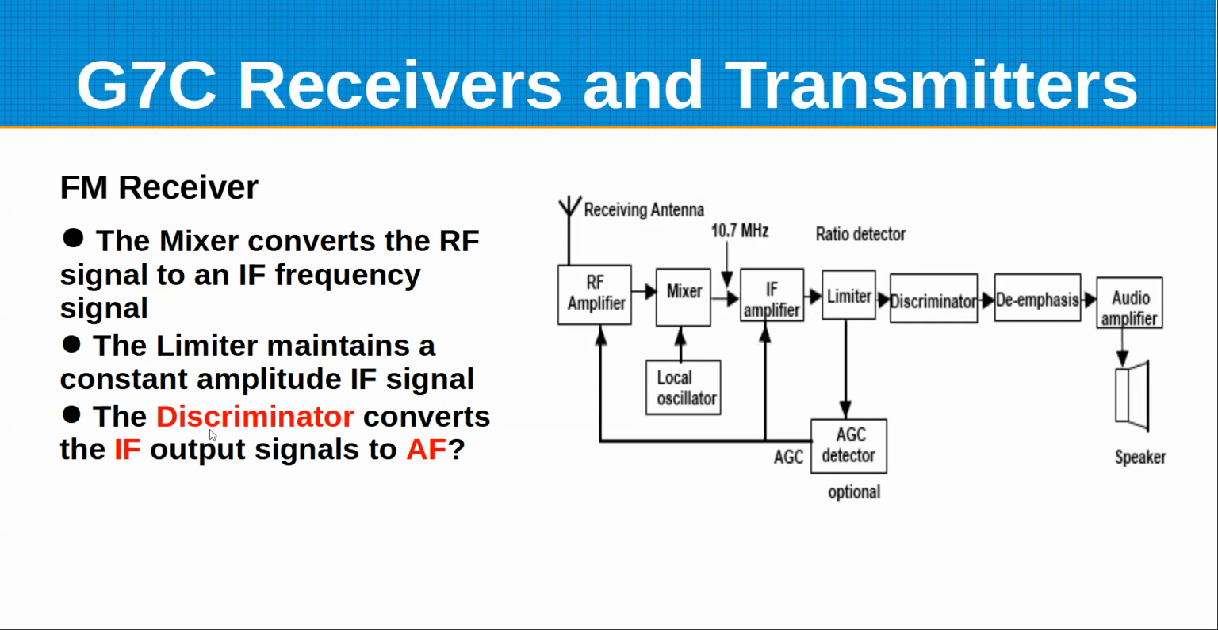The key here is that the discriminator, it's called a discriminator in FM because it's sensitive to frequency changes. It's like on the transmitter end, we use a reactance modulator that will allow us to change the frequency with varying voltage.